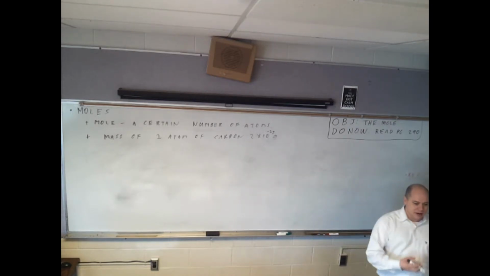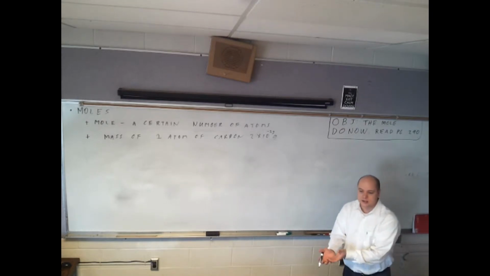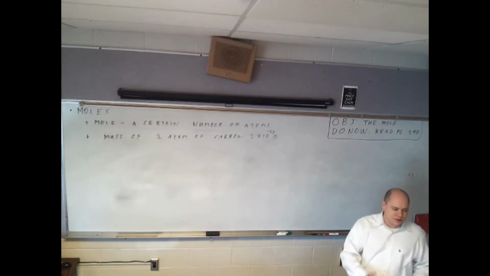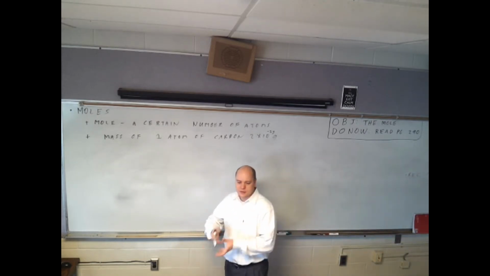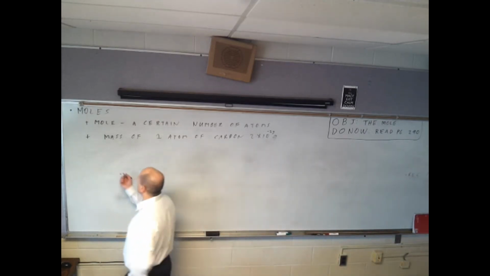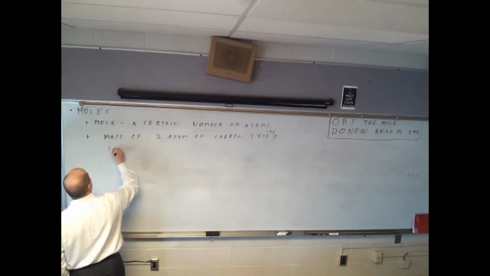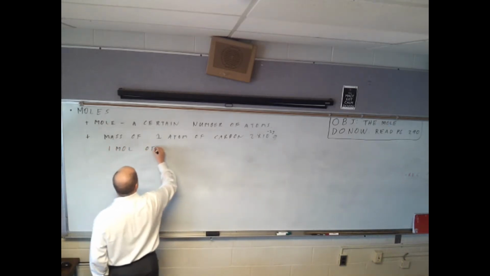So you've got to get enough atoms together to where it's detectable. You have a small amount in your hand and you can actually see it and you can measure it. So that's what a mole is. It's enough atoms that you can actually measure the amount. So, for example, 1 mole of carbon.